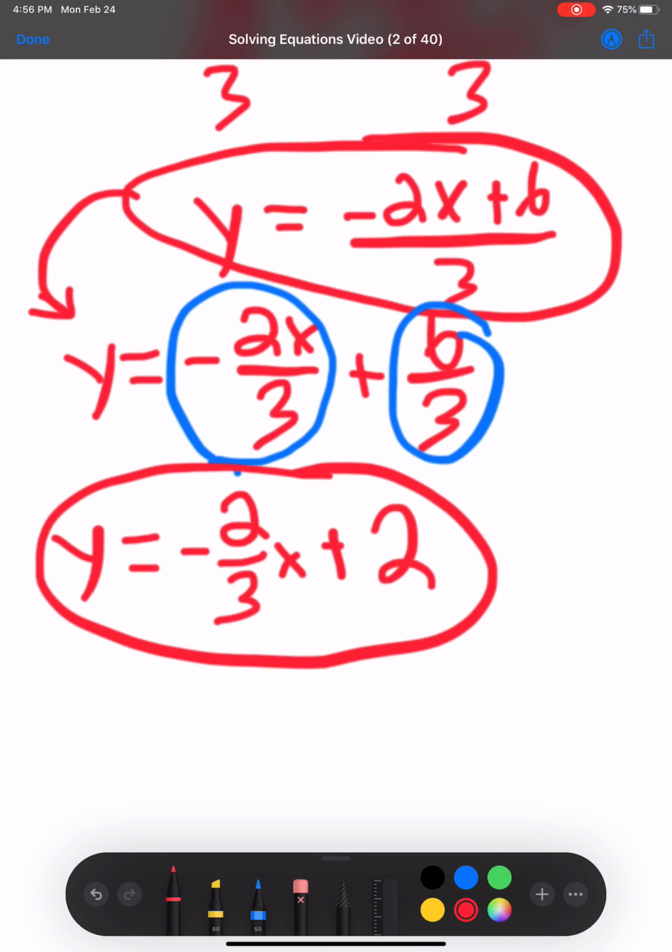So even though we had two variables on the left side to start, we can solve for either one of them by following that same process of adding or subtracting and then multiplying or dividing. In this case, we were solving for y. So y equals negative 2/3 x plus 2.